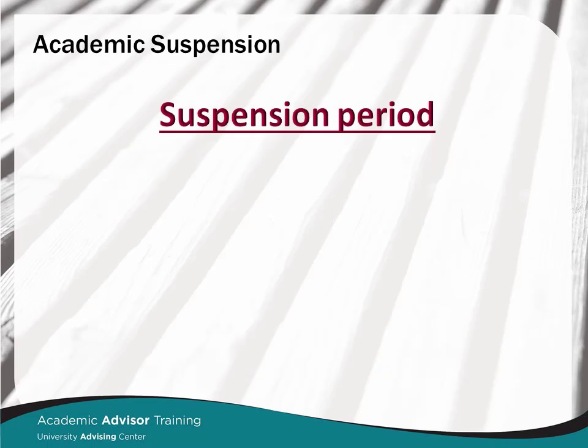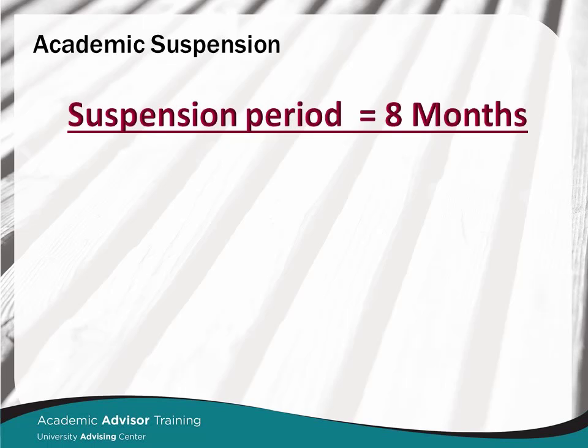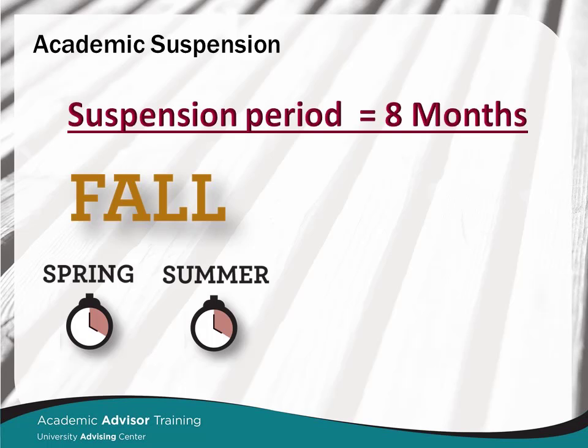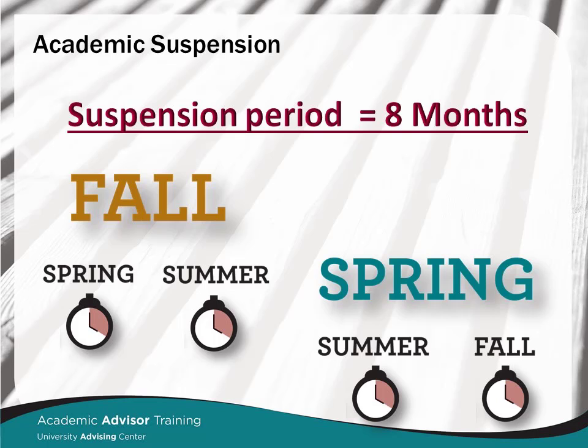The academic suspension period is 8 months and includes one fall or spring semester and a summer semester. For example, the suspension period for students suspended after the fall semester is the following spring and summer semesters. Students suspended after the spring semester are on suspension for the following summer and fall semesters. Students are not placed on academic suspension after a summer semester.